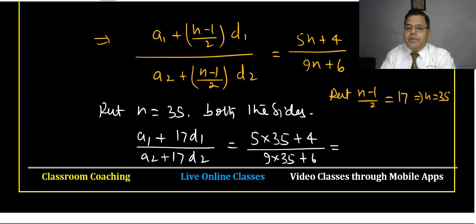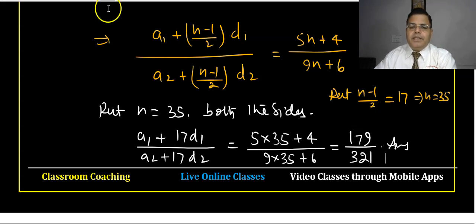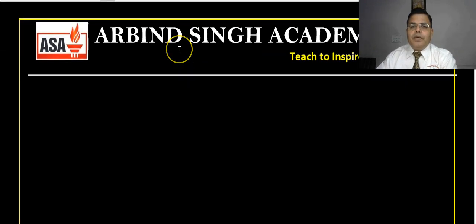5 times 35 is 175, plus 4 is 179, upon 321. So this is the required ratio. The answer is 179 is to 321. This is the ratio of the 18th terms. So I hope you got it.